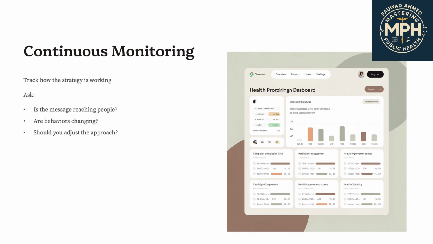Continuous monitoring. Once launched, your job isn't done. Continuous monitoring means tracking the progress of your marketing plan and making adjustments based on feedback. Ask, is the message reaching the audience? Are they responding? What barriers remain? Should we change the channel or the tone? This helps keep the program responsive, relevant, and on track.